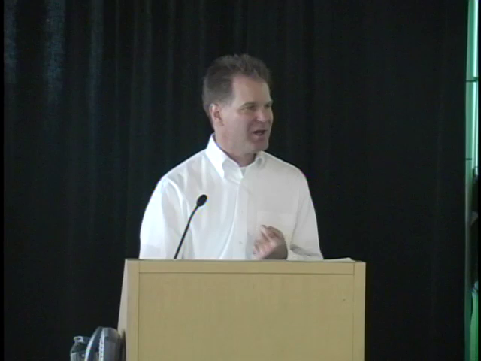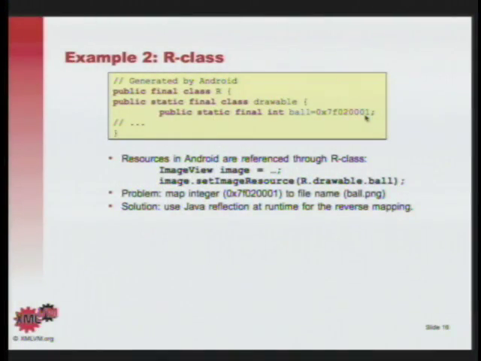Now, how do we deal with that during cross-compilation? Because when you think about it, this method here, setImageResource, actually takes an integer. So at runtime, in our compatibility library, what we will see is this awkward hex number here. So how do we actually map this back now to a file called ball.png?